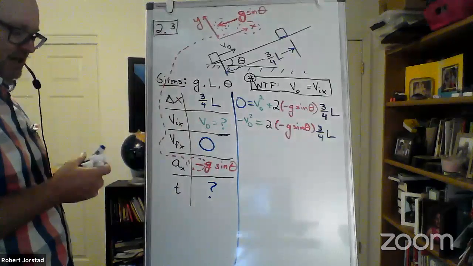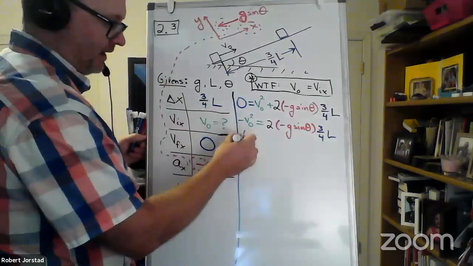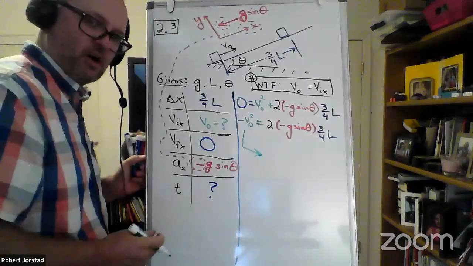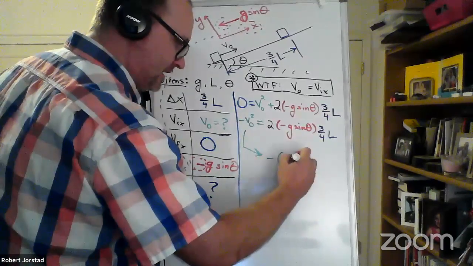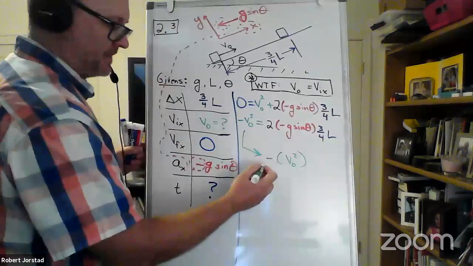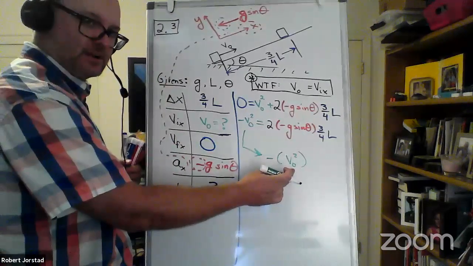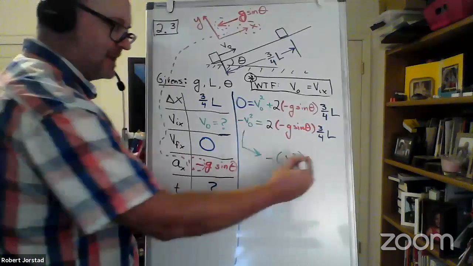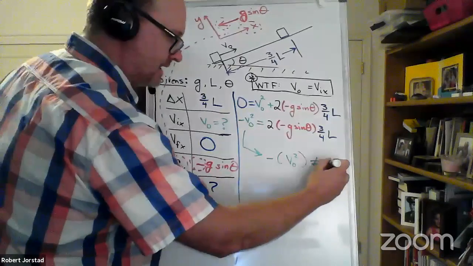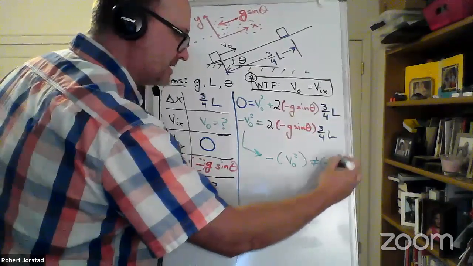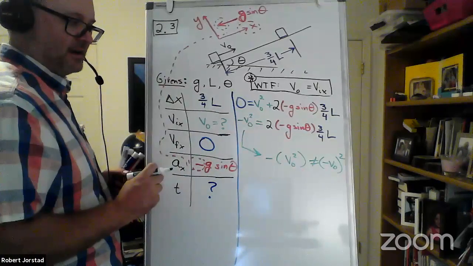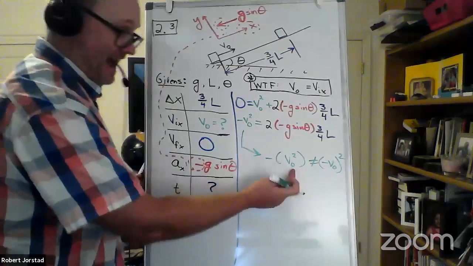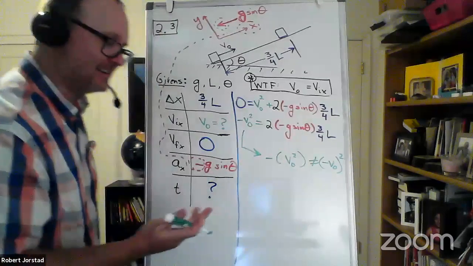Now, I want to watch out for something right here. Be aware, in a physics class, you see this all the time. I expect you to know that this is the same thing as negative V0 squared. So the squared, you do it first, and then you do the negative. It is not equal to negative V0 squared. So negative V0 squared is negative V0 squared. It's not negative V0 squared.